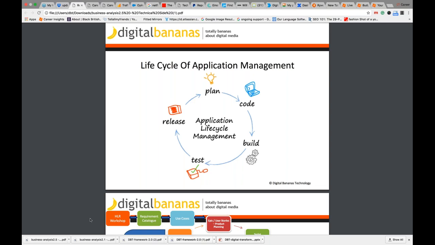But Agile as a whole is a repetitive development process where instead of you building the whole thing in one go, you build it in bits and bobs. You plan 10%, code 10%, build 10%, test 10%, release 10%. Then plan another 10%, code, build, test. Repeat it until you achieve 100%. So you're going through a repetitive development process and delivering on an incremental basis.